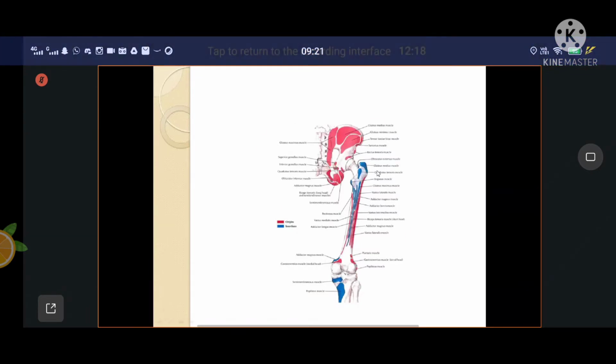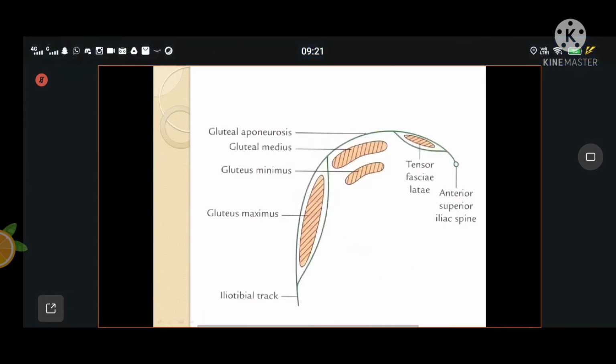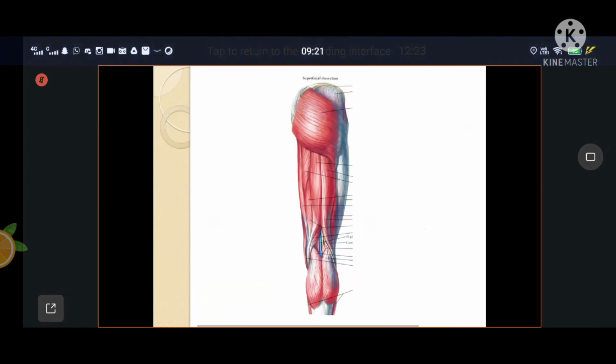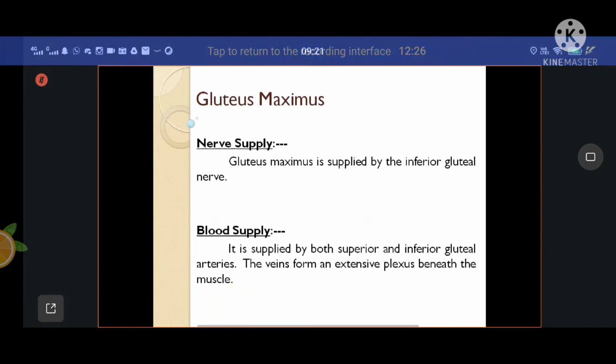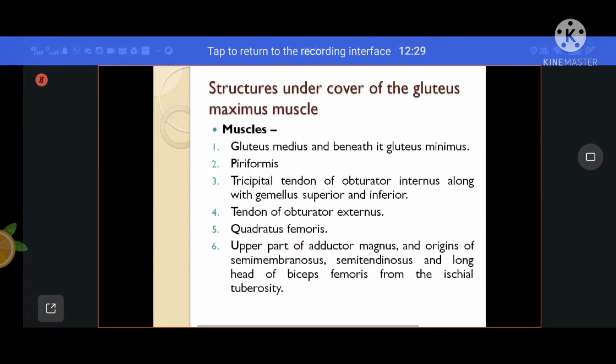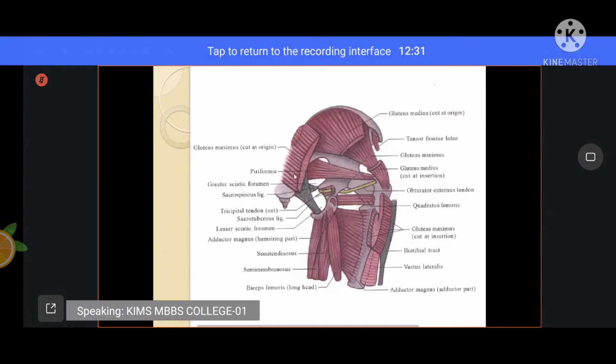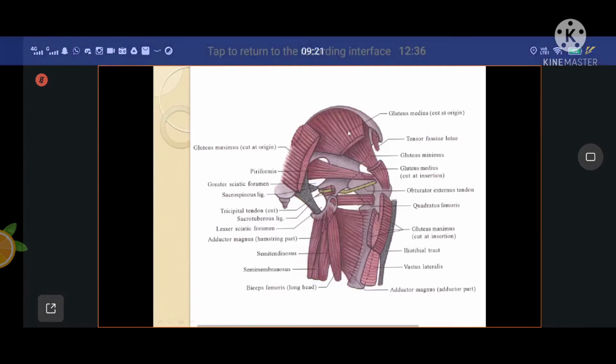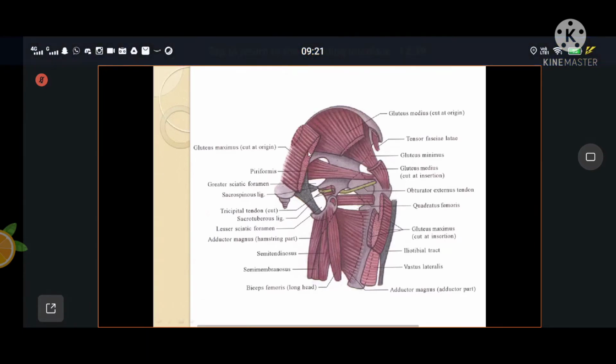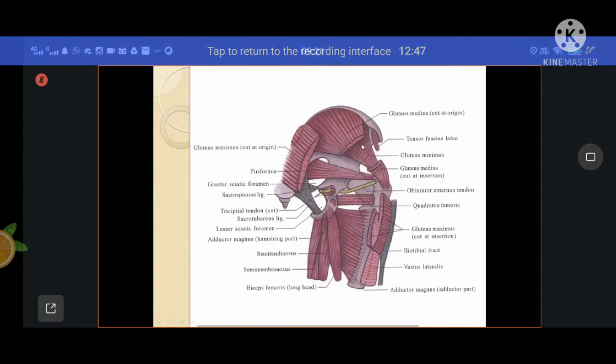So we will see what this muscle is here. You can see this diagram. This is the gluteus maximus muscle. When you cut the gluteus maximus, you can see here the gluteus medius muscle, and when you cut the gluteus medius deep inside, you see the gluteus minimus muscle, right? So gluteus maximus, gluteus medius, and gluteus minimus.